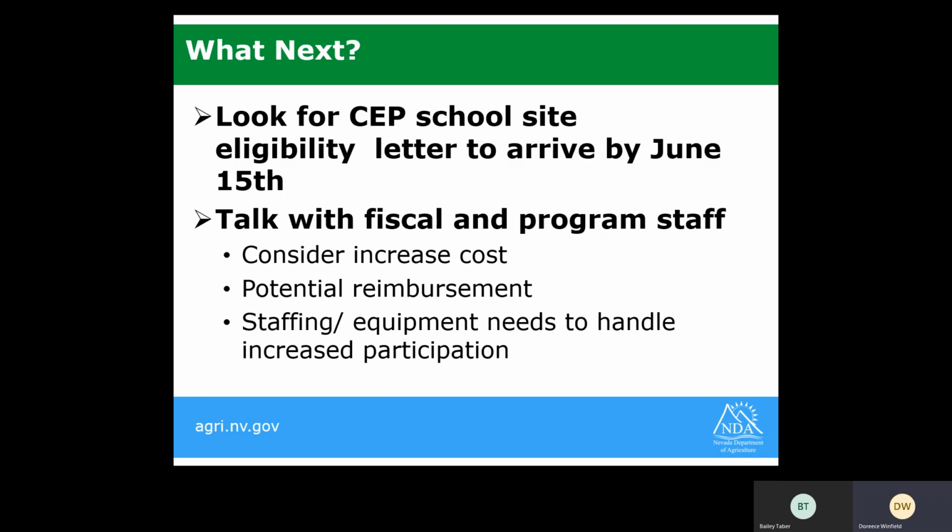So what's next? Look for the CEP school site eligibility letter to arrive by June 15th. Then you should talk with your fiscal and program staff, and consider increasing costs, potential reimbursements, and staffing and equipment needs to handle increased participation.